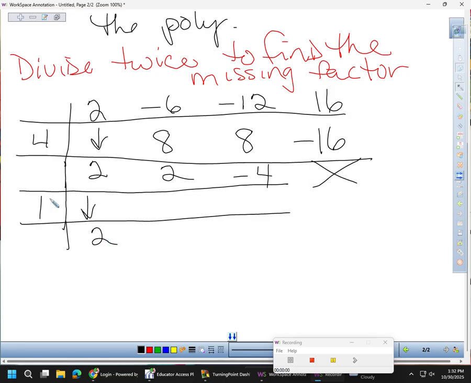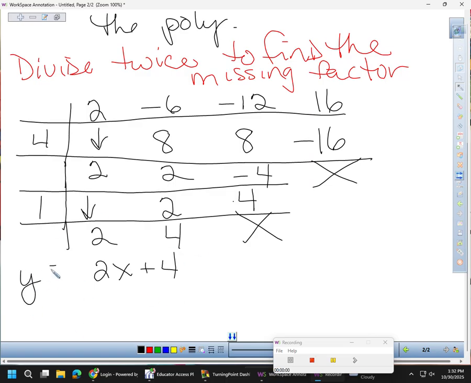Bring down our 2. 1 times 2 is 2. We add these together, we get 4. 1 times 4 is 4. Add them together, there's no remainder. So now, the first one we had right here, this went from x to the third down to x squared. After that, we divide again. This goes down to x. So technically what we have here is 2x plus 4. So this is one of our factors.